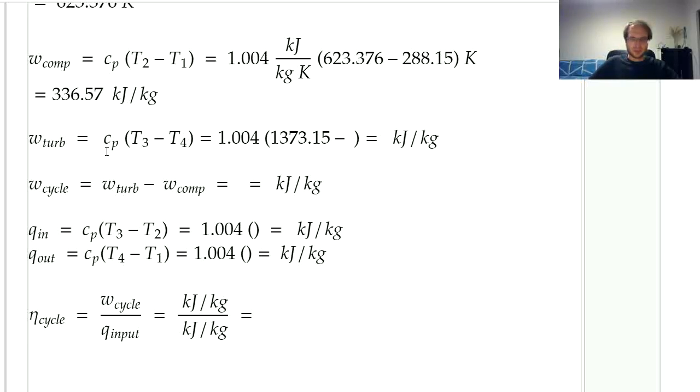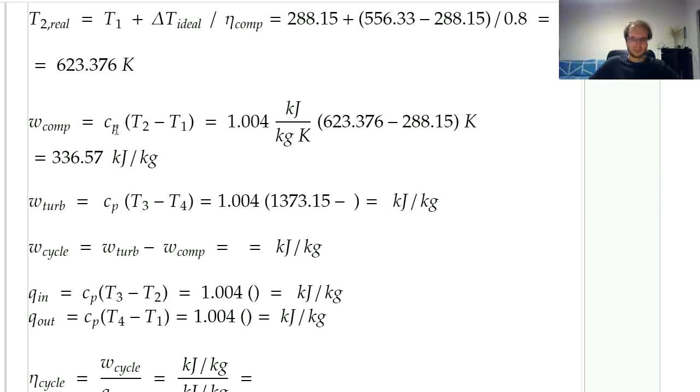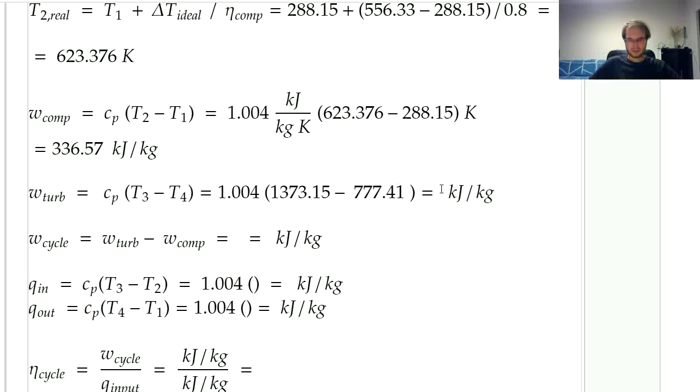Then the work of the turbine, again Cp times delta T, Cp stays the same, temperature T3 stays the same, and it's just temperature T4 that is now different, the temperature after the expansion, which instead of the original value 711 is now 777. So the work of the turbine will be smaller than before. Before it was 664 kilojoules per kilogram, and now it will be 598.12 kilojoules per kilogram.